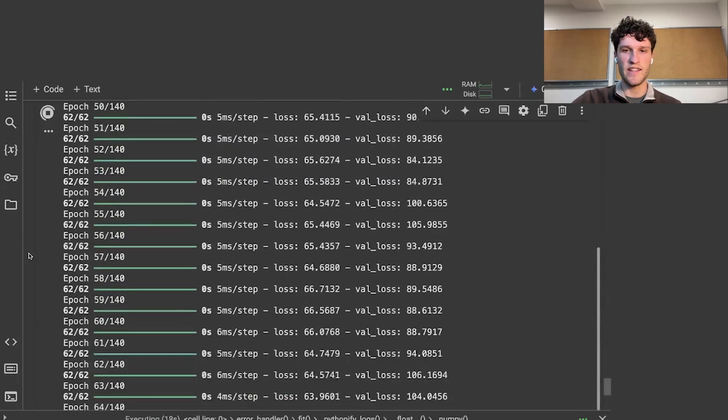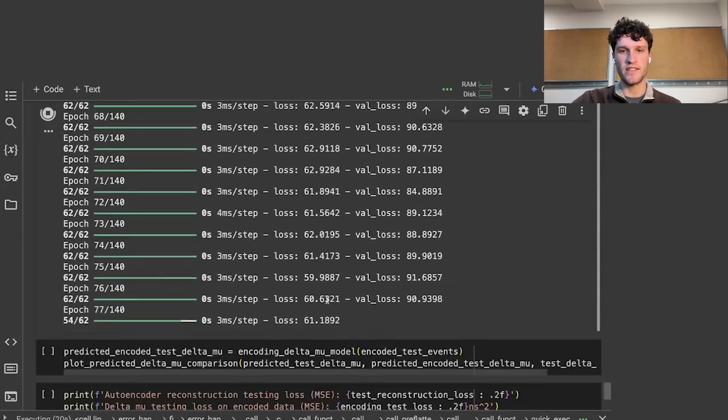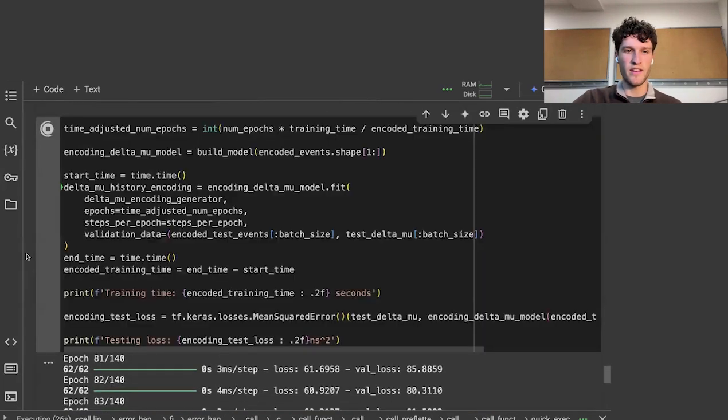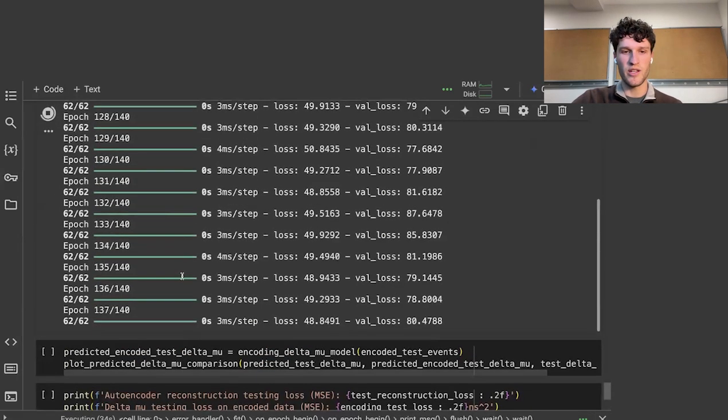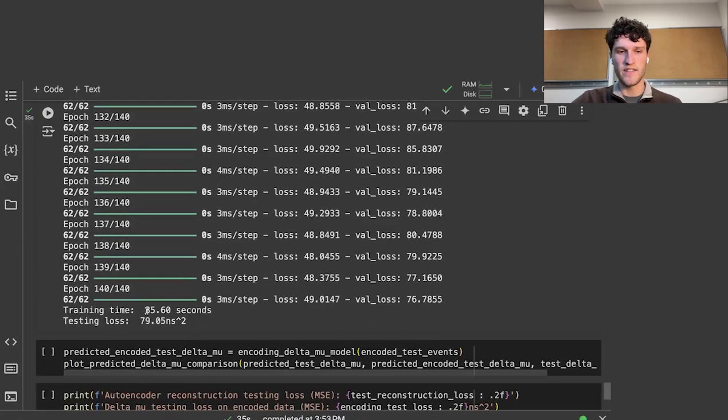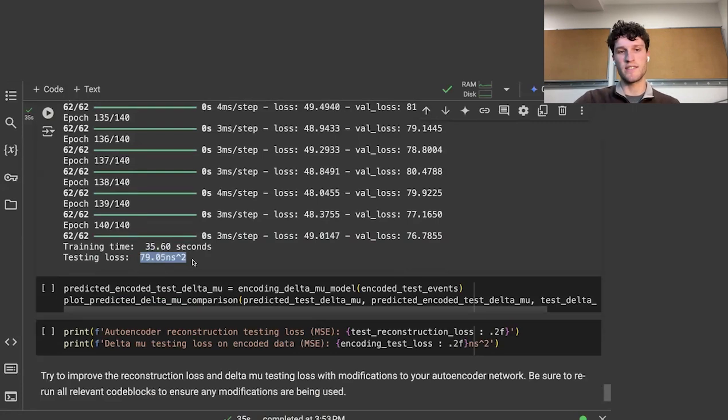And we can see that the loss here is descending far lower in the same amount of time than the model trained on raw data was. So after 140 epochs, this didn't even take 70 seconds, but we've achieved a testing loss of 80 nanoseconds squared. And again, this is with mean squared error and using this delta mu prediction task.